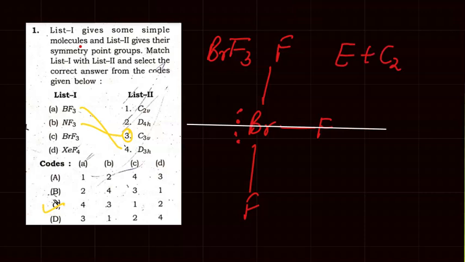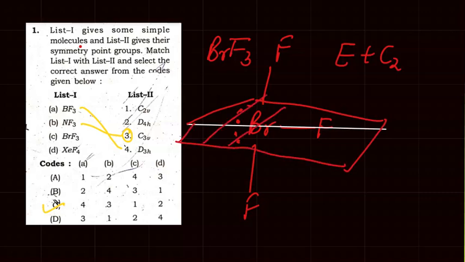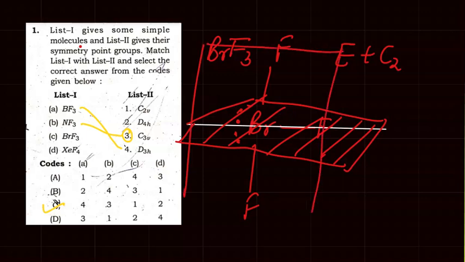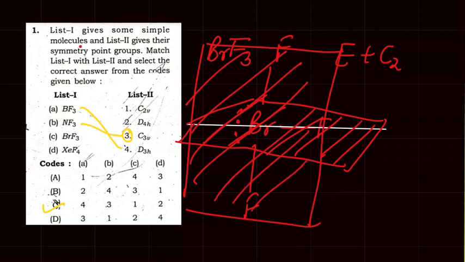Along with that, you're going to observe that if we pass a plane parallel to this BrF axis, then also this is a plane of symmetry. So this is a sigma v plane. Along with that, if we take all the atoms, all the 3 atoms in one plane and pass a plane through this molecule, then we will also get the same molecule only.